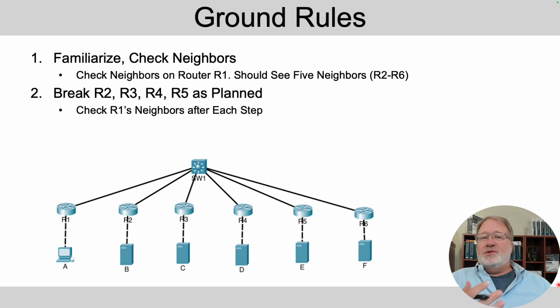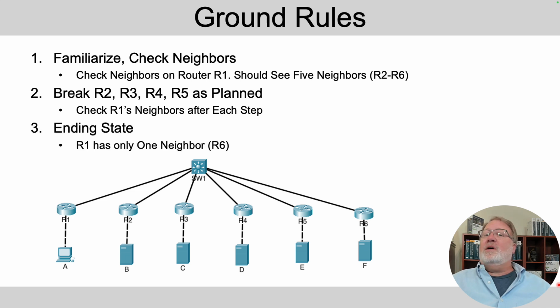Then we're gonna break R2, R3, R4, and R5 in sequence and check R1's neighbor relationships at each step to see, all right, the relationship with R2 failed at the first step, and then with R3, and then with R4, and then R5. At the end, only R1 and R6 should be OSPF neighbors with each other. So that's the general flow.